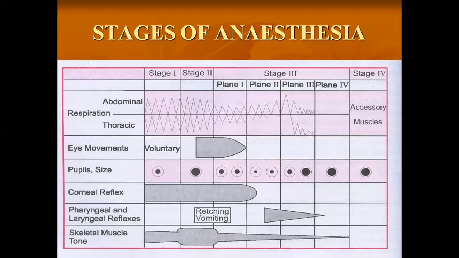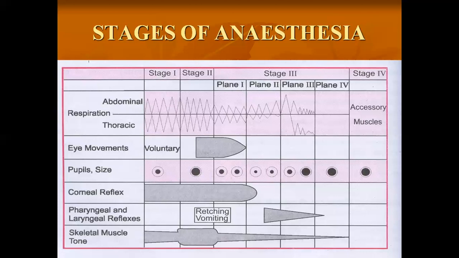Plane 4 of surgical anesthesia. In plane 4, the paralysis of intercostal muscles is complete. The pupils are dilated and do not respond to light. The muscles are flaccid. The blood pressure is low. The secretions are completely abolished.